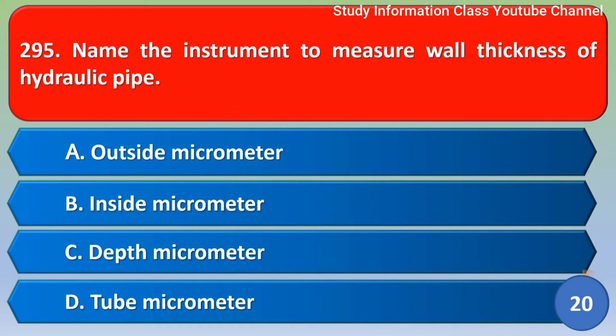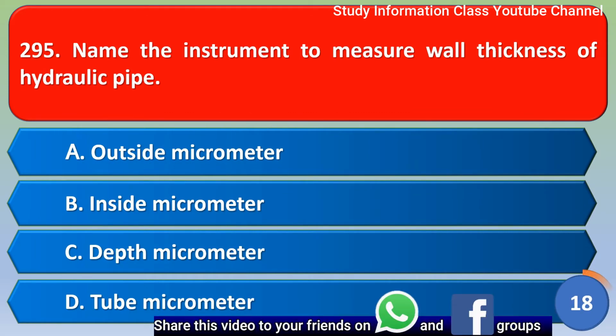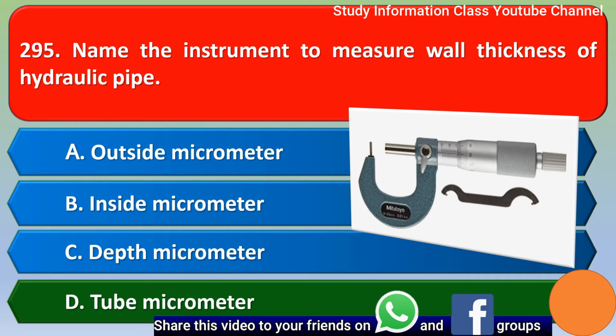Next question, name the instrument to measure wall thickness of hydraulic pipe. Option A, outside micrometer, option B, inside micrometer, option C, depth micrometer, option D, tube micrometer. Right answer is option D, tube micrometer.